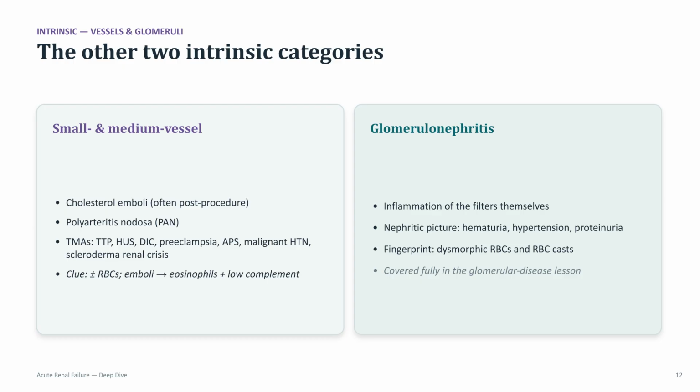Other intrinsic categories include small and medium vessel diseases, like cholesterol emboli or thrombotic microangiopathies, and glomerulonephritis. Glomerulonephritis is inflammation of the filter itself, characterized by dysmorphic red cells and red cell casts. These require specific diagnostic workups.